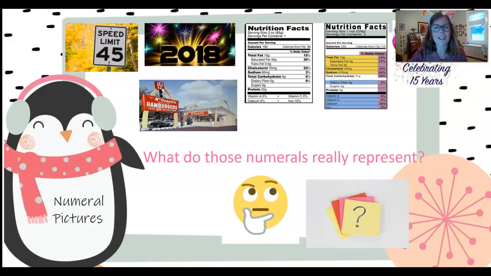This is an old picture, maybe even from the year Mrs. Spencer was born, because hamburgers were only 15 cents. That's really cheap. And you can see it says over 100 million sold. So numerals represent or stand for an amount, or we call it a quantity of something. Keep that in mind as well as we go through our lesson today.